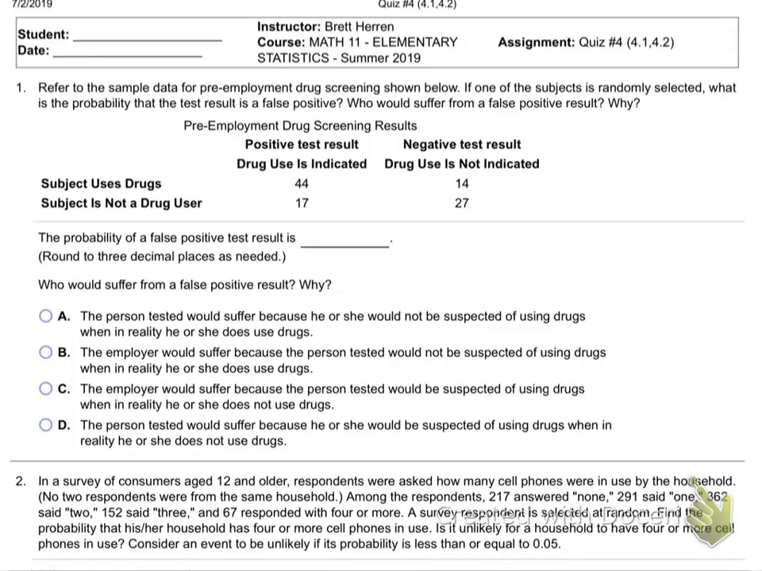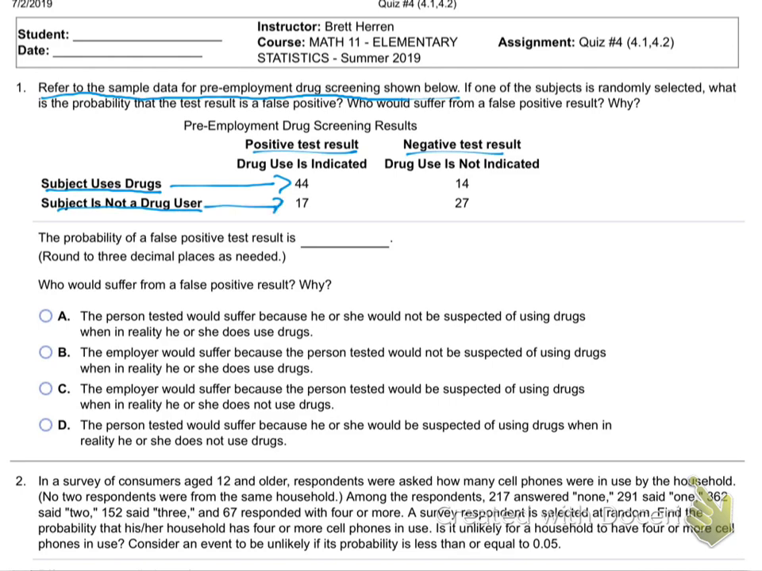Okay, so here we are in quiz number 4. It says refer to the sample data from pre-employment drug screening. Basically, we have this data down here, and what it says is positive test result, negative test result. The subject uses drugs, or the subject is not a drug user.